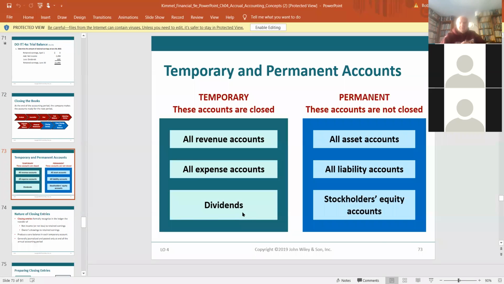You have 2 types of accounts, temporary and permanent. Temporary accounts are closed every month. Permanent accounts are not. So let me give you this the easy way. The balance sheet accounts are permanent. You never close cash or accounts receivable or accounts payable. What are temporary are the accounts in your income statement, okay? We have to close those guys down. So here's how we do it.